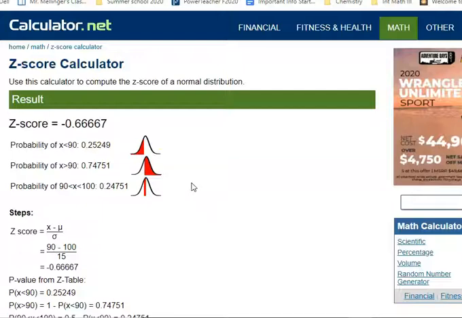The one we're interested in for this particular question, though, is the one on the bottom. It's just the area between 90 and 100. And that's going to be 0.248. Again, I'm rounding the 7 up.